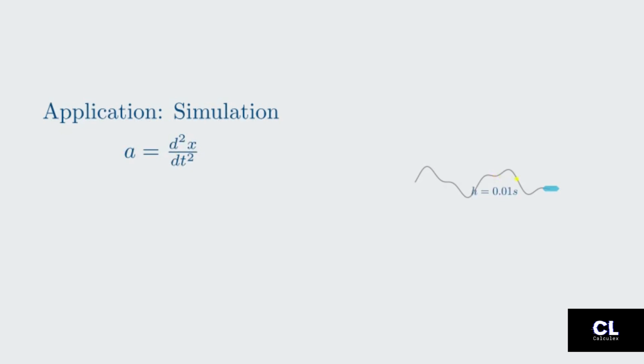Let's say h equals 1/100th of a second. It calculates the derivative at a point by finding the slope between that point and a point 0.01 seconds later. It's an approximation, but with a small h, it's a very good one. The entire simulation is a series of incredibly fast limit approximations.